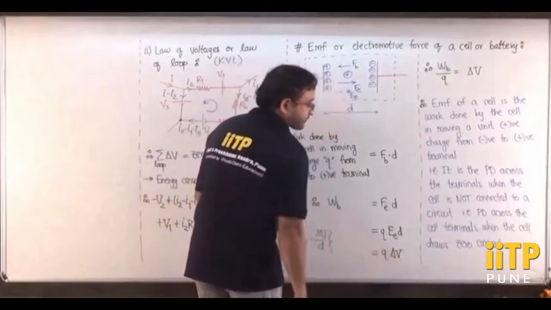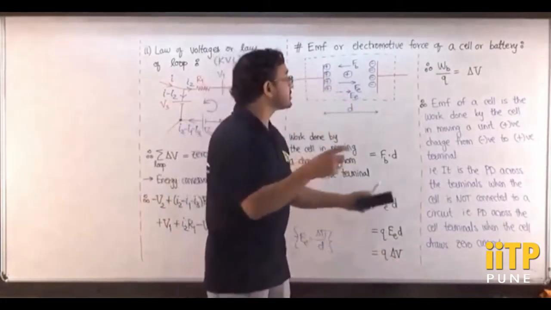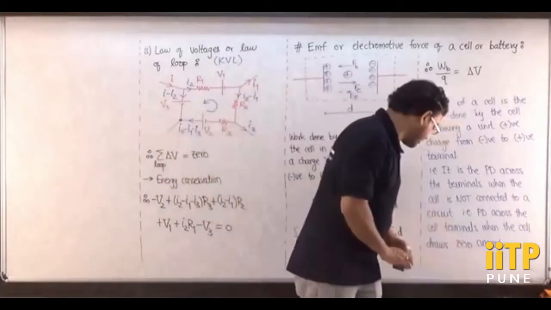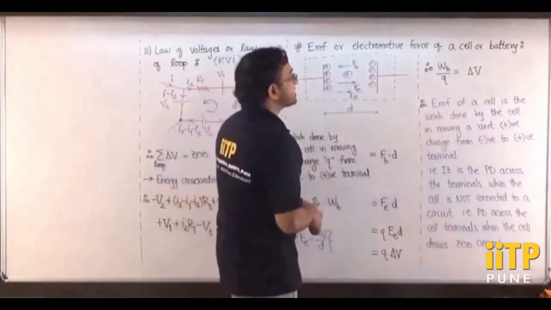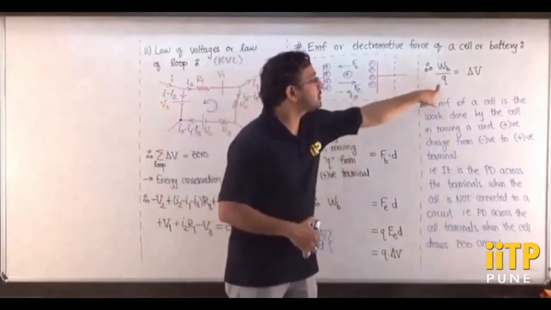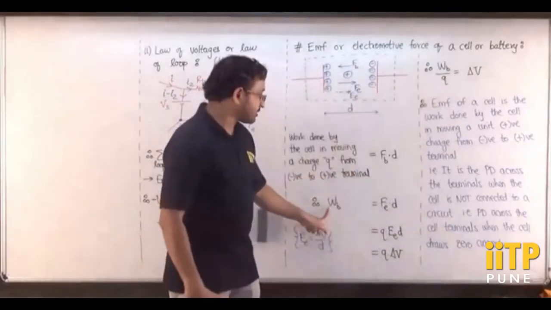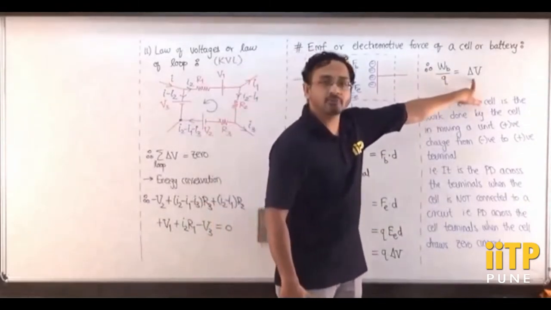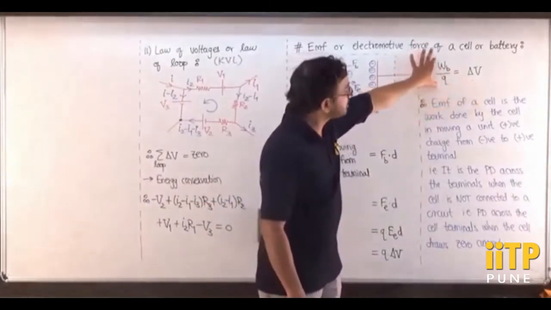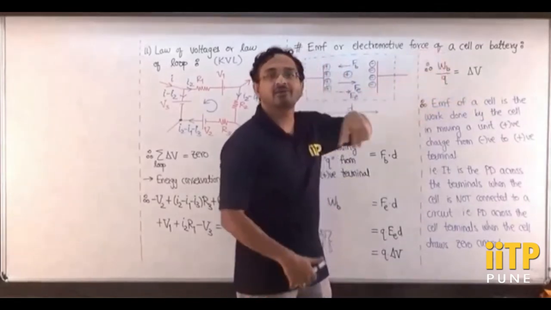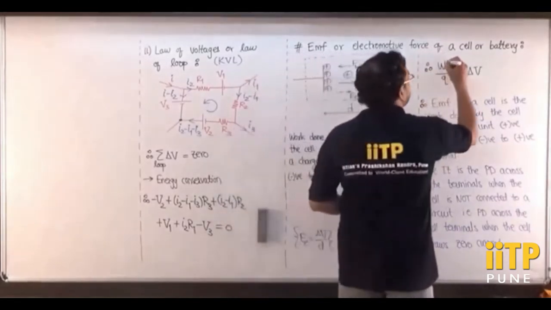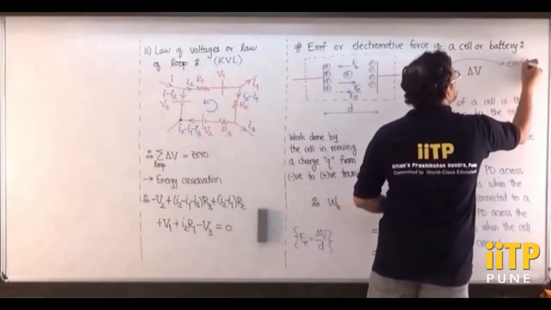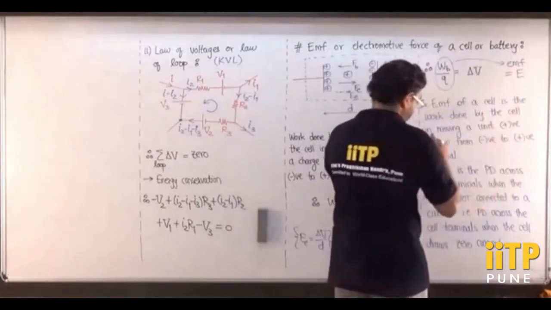So using this relation, I find that the work done by the battery is qΔV, where ΔV is nothing but the potential difference created here due to the charge separation. But then we ask what will be the work done per unit charge. That work done by the battery per unit charge, meaning W_B by q, is nothing but ΔV. Now this left hand side quantity is defined as the EMF of a cell, and it is denoted by the letter big E.